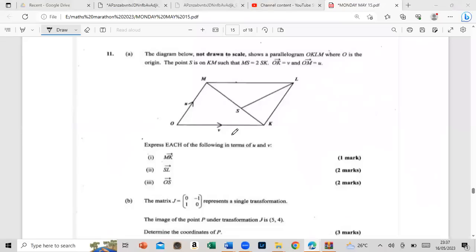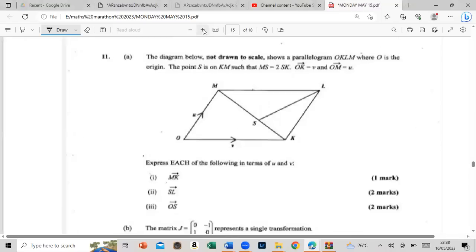All right, so now we're asked to do this vector question. It says the diagram below, not drawn to scale, shows a parallelogram OKLM where O is the origin. So here is the point 0, 0. The point S is on KM such that MS is equal to 2SK. So whatever it is, the ratio is going to be 2 to 1, which is the length. All right, so it's 2 to 1.